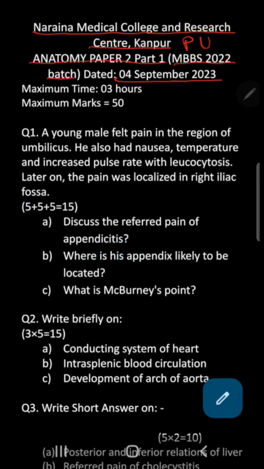So remember that in case of acute appendicitis, initially the pain is referred to the region of umbilicus. However, later in due course of this illness, if it becomes a chronic case, then the pain is localized in the right iliac fossa. So remember that the afferent nerve fibers of pain sensations are being carried by the autonomic sympathetic fibers from T10 spinal segment, right?